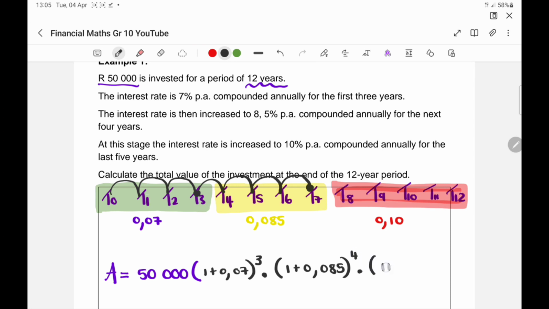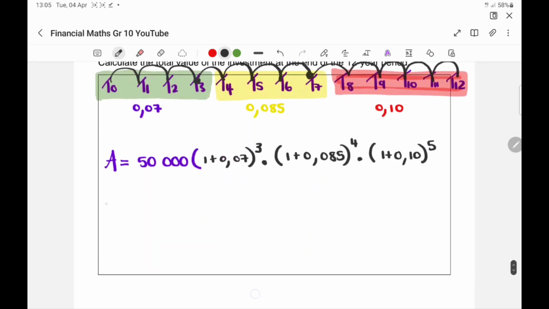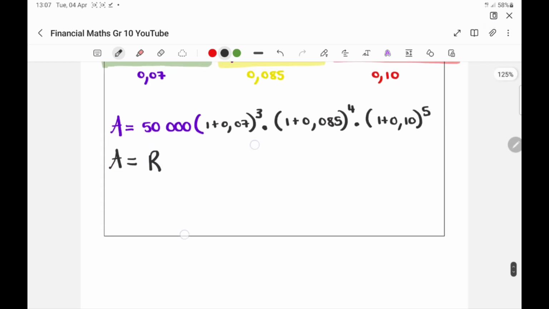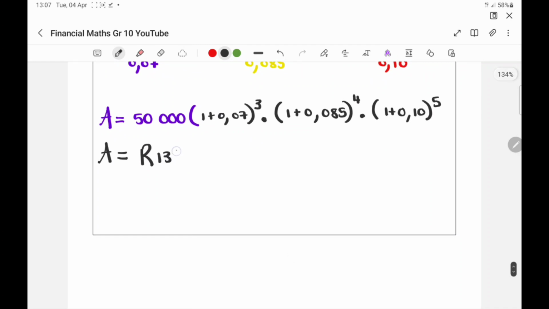And that gets timesed with 1.10, all raised to the power. So from your previous bunny hop, 1, 2, 3, 4, 5, all raised to the power 5. And that you're going to insert into your calculator to get all the interest loaded onto that same amount of 50,000 Rand. And that gives you a very nice amount of 136,711.08 Rand. Okay, so you've got this.